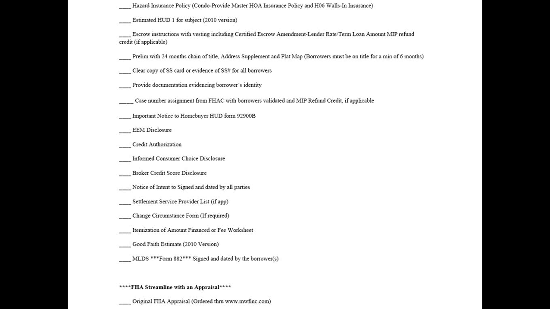Forms: important notice to home buyer, EM disclosure if you're doing an EM loan, credit authorization, informed consumer choice disclosure, broker credit score disclosure form, notice of intent to sign, and dated by all parties, settlement service provider list if applicable, change of circumstance form if required, itemization of amount financed or fee worksheet, good faith estimate, MLDS Form 882 signed and dated by all borrowers. And now please keep in mind, we are going to be updating this form, so we are only doing FHA Streamlines without appraisals at this time.